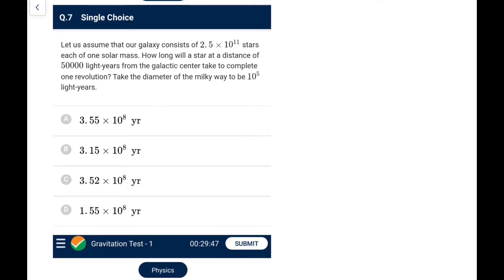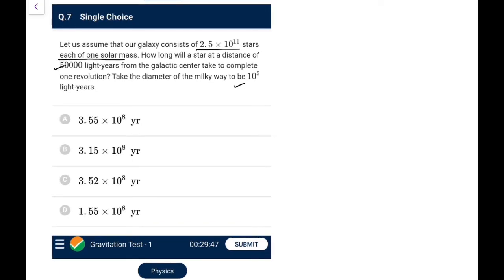Next, let us assume that our galaxy consists of this many stars, each of one solar mass. How long will a star at a distance of 50,000 light years from the galactic center take to complete one revolution? Take the diameter of the Milky Way to be 10 to the power 5 light years.